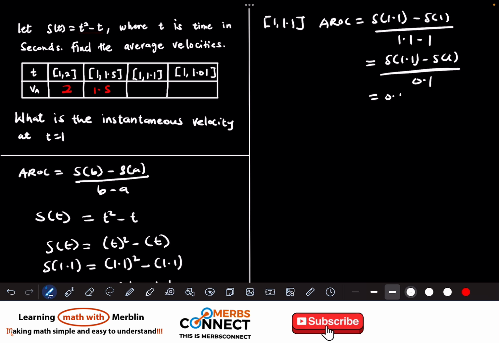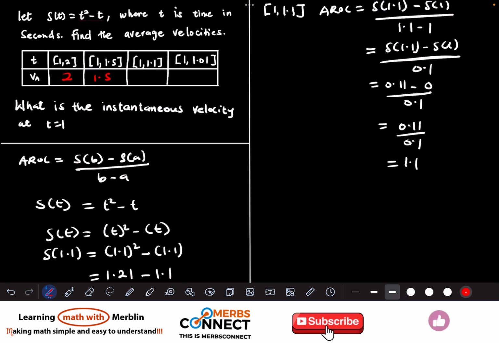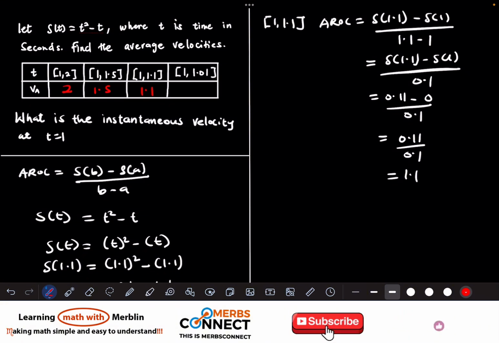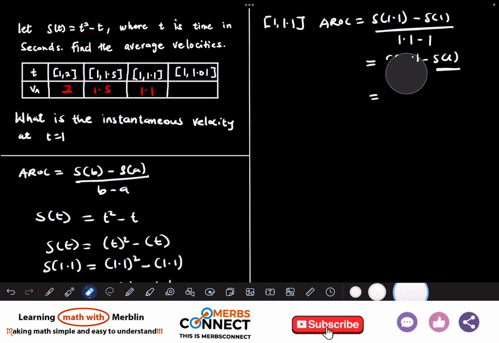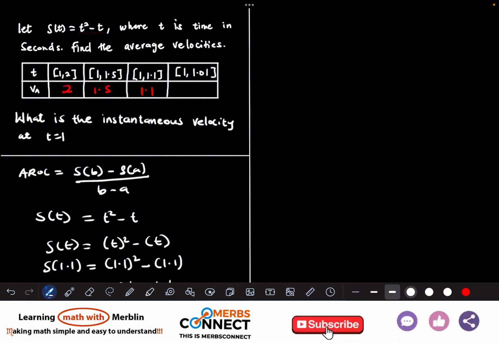So 0.11 minus 0 divided by 0.1. This is going to give us 0.11 divided by 0.1, and this is going to give us 1.1. So the second box is also going to give us 1.1. And then the last one is 1 and 1.01. Okay, so now let's look at the last one, then we can conclude on the instantaneous rate of change.